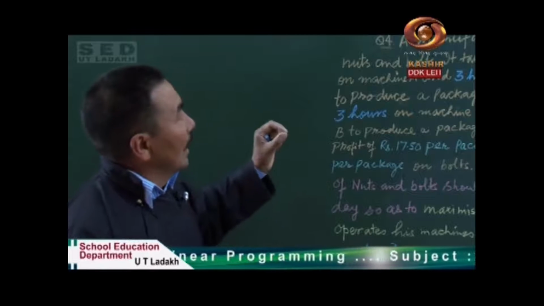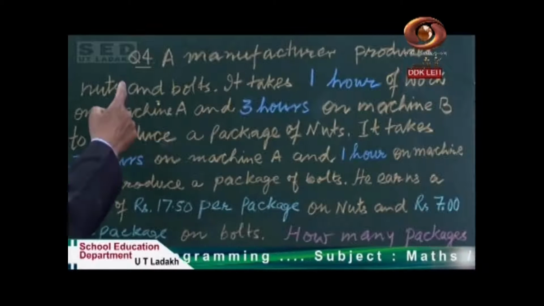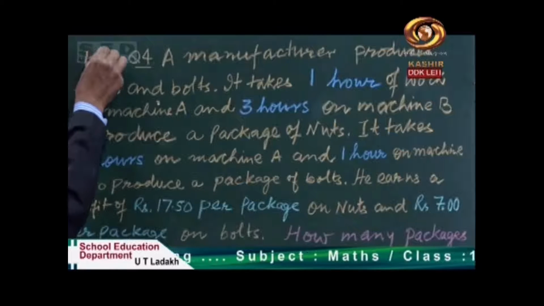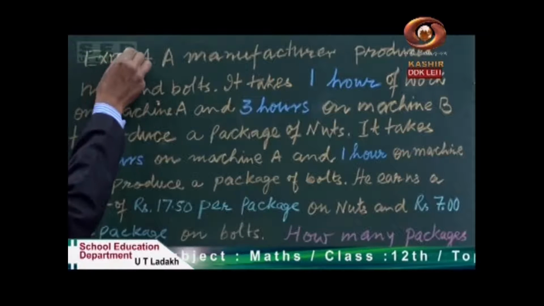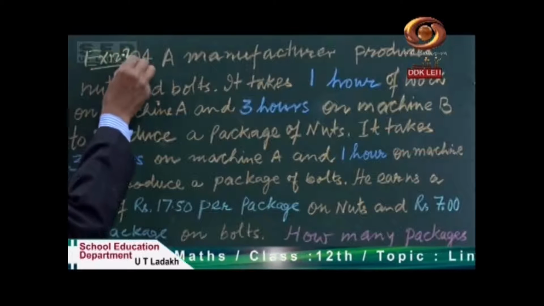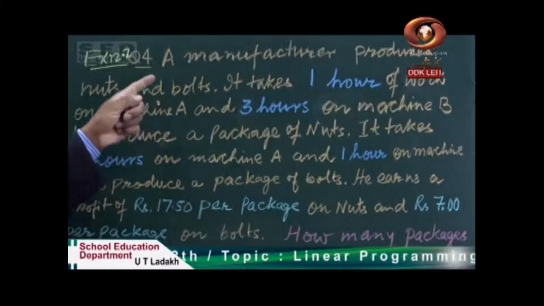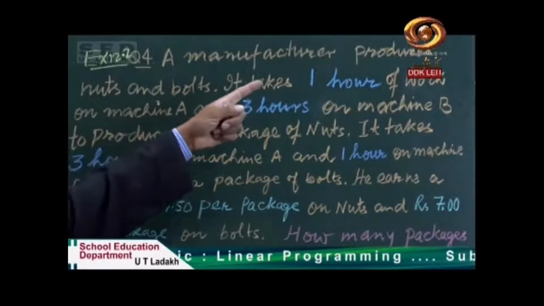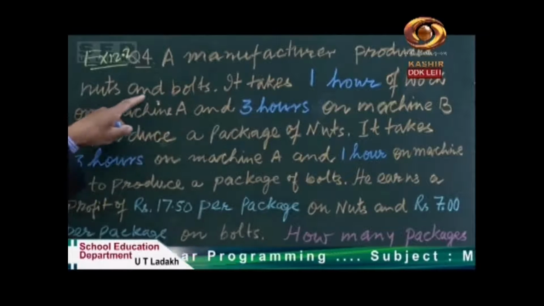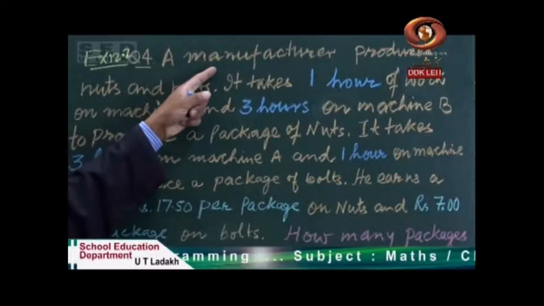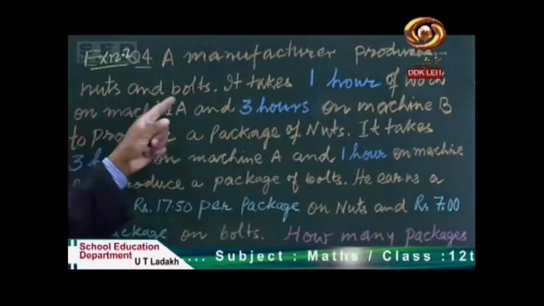So students, the problem is question number 4 of exercise 12.2. Look at question number 4, please. A manufacturer produces nuts and bolts.